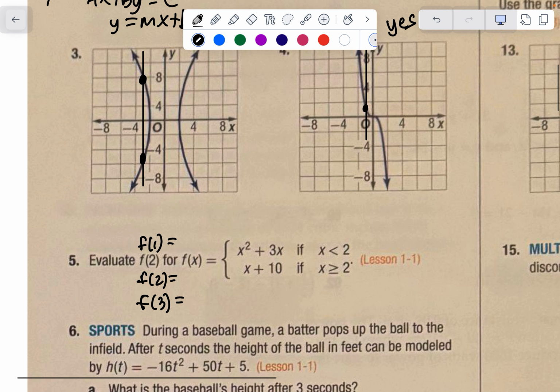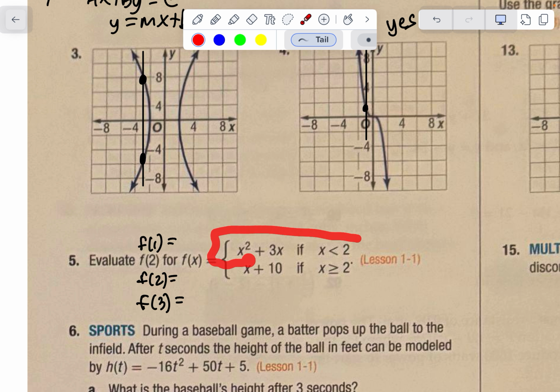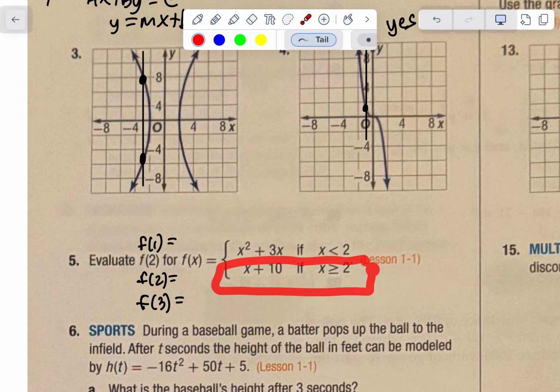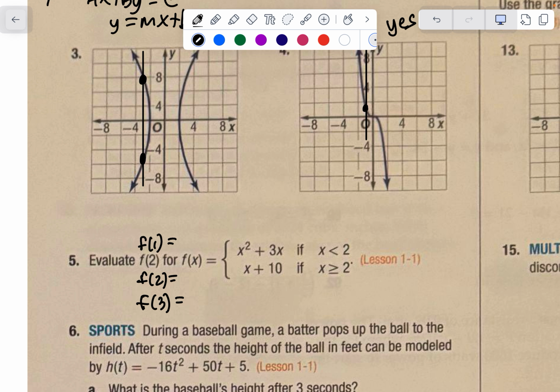So always read your function over first. So this says that for any x value that is less than 2, we plug it into here. For any x value that is greater than or equal to 2, we plug it into there. So you have to be careful. So 1 is a value less than 2. So we plug it into that top function. So it's 1 squared plus 3 times 1, which is 1 plus 3 or 4.